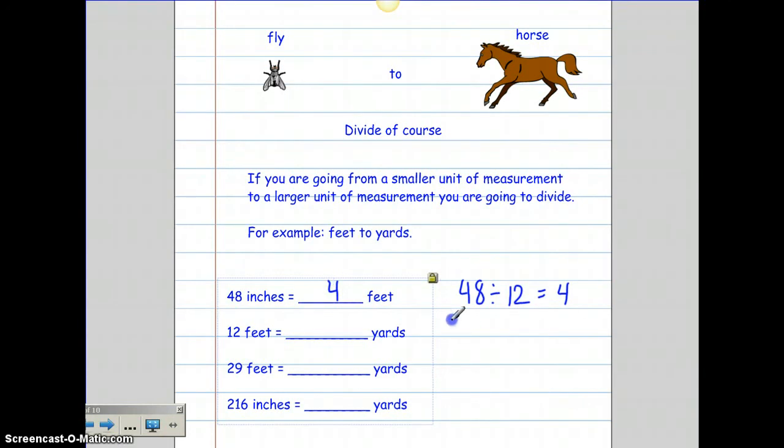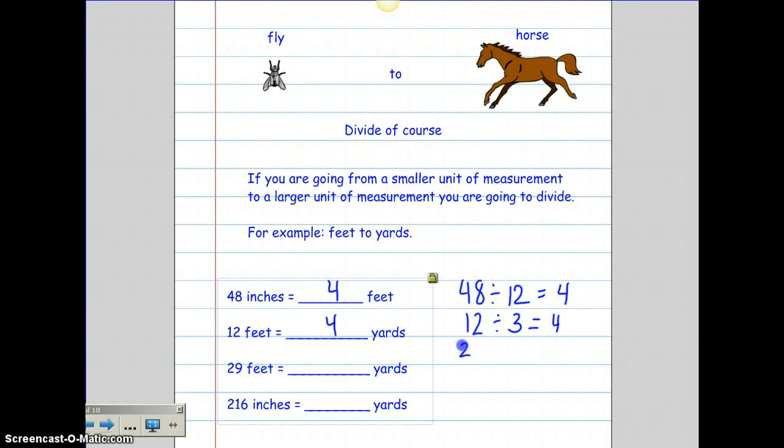Let's go on to feet to yards. So I have 12 feet. I know that there are 3 feet for every yard. So how many yards can I make? Well, I take 12 and I divide that by 3. 12 divided by 3 is 4. So 12 feet will make 4 yards.